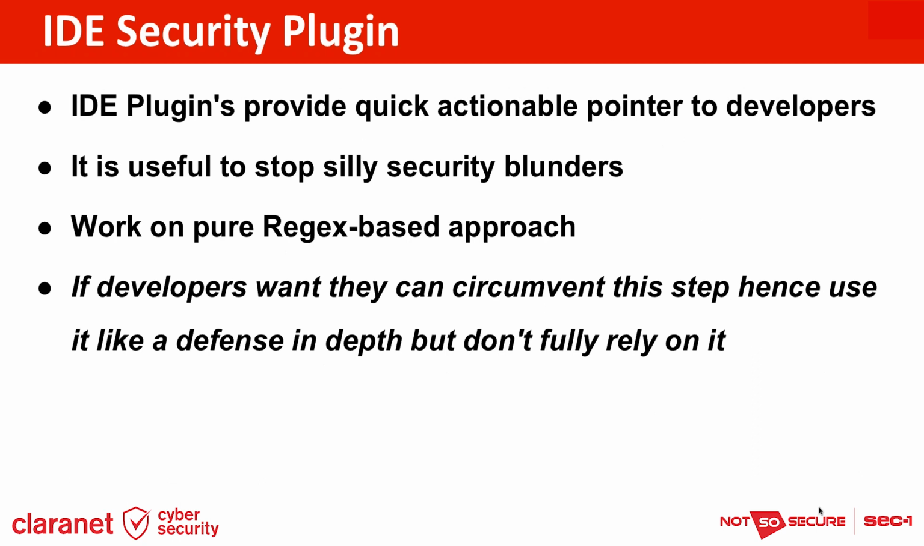The second approach is by installing security plugins in your integrated development environment. Now, these plugins are not going to be extensive. They are not going to be as extensive as a source code review tool. However, what they do provide you is a quick check to stop silly security blunders. Like for example, using MD5 for your hashing. That will be immediately spotted. Anything which is very, very quick to spot via basic pattern matching, that can be done via IDE security plugins.